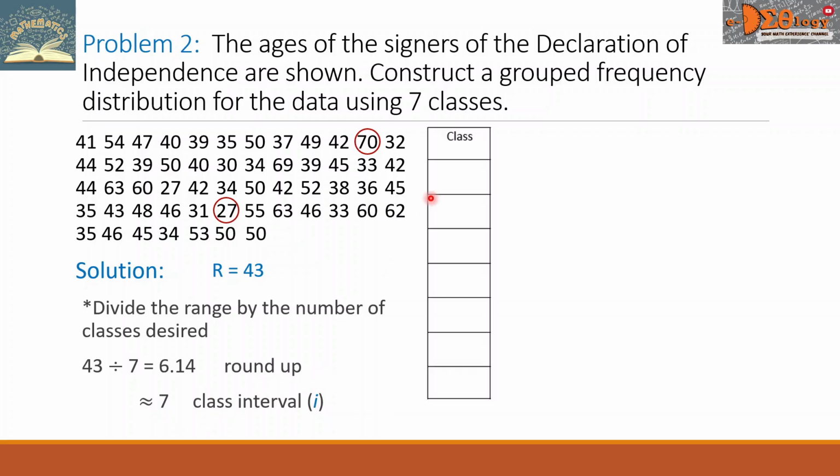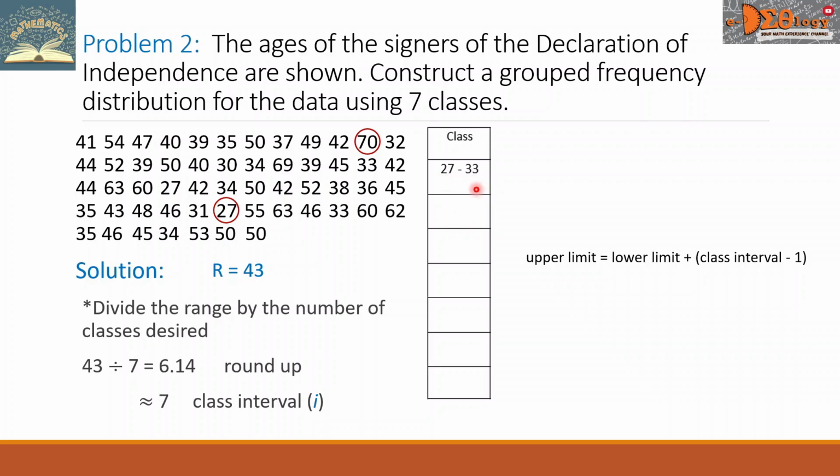Let's now write the classes. For the first class, we begin with the lowest value, the 27. Then we write the upper limit, that is the lower limit plus the class interval minus 1. The class interval is 7, minus 1, that is 6. So 27 plus 6, we get 33. So the first class is 27 up to 33.